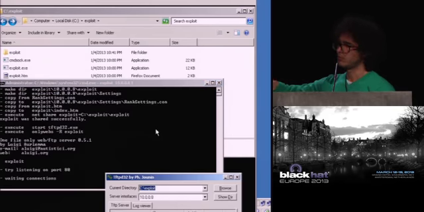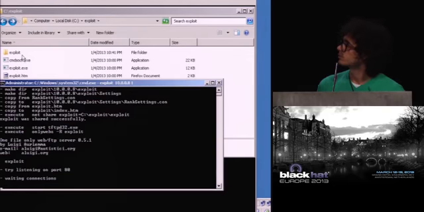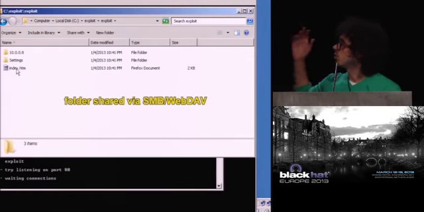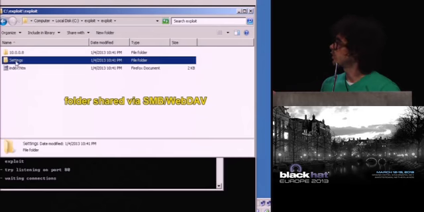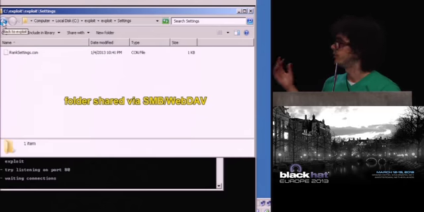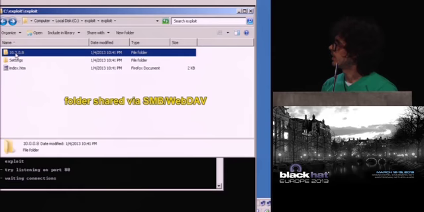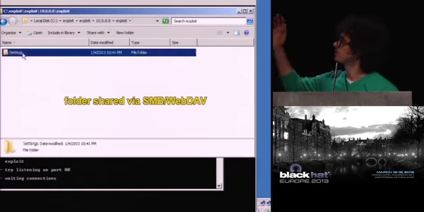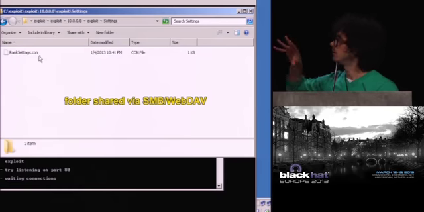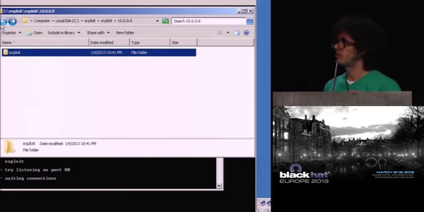It launches also the WebDAV and TFTP server. This is the content of the folder we are sharing with the victim. And as you can see, it contains the rank settings.con file containing our malicious commands.